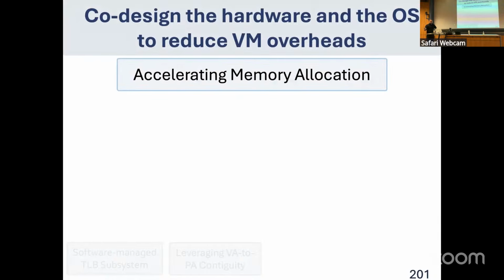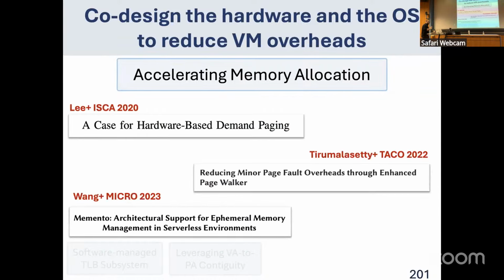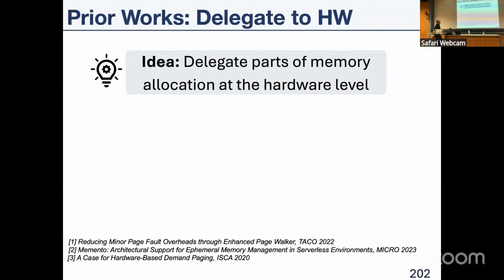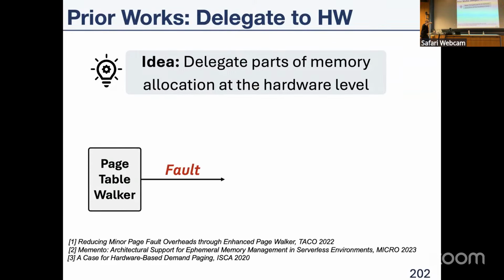Another approach: some other works say, okay, memory allocation is very expensive, right? Performing the minor page faults or the major ones only at the software level is very expensive. So they have proposed offloading part of the memory allocation at the hardware level. How does this work? They delegate part of the memory allocation process to the hardware. The idea is that when the page table walker says the bits in the page table entry are not valid, which means I have a fault.